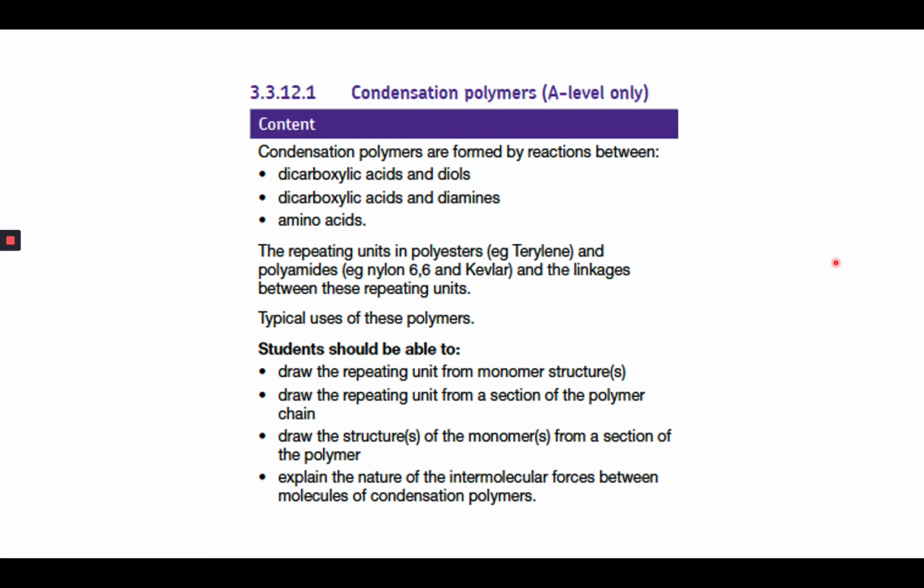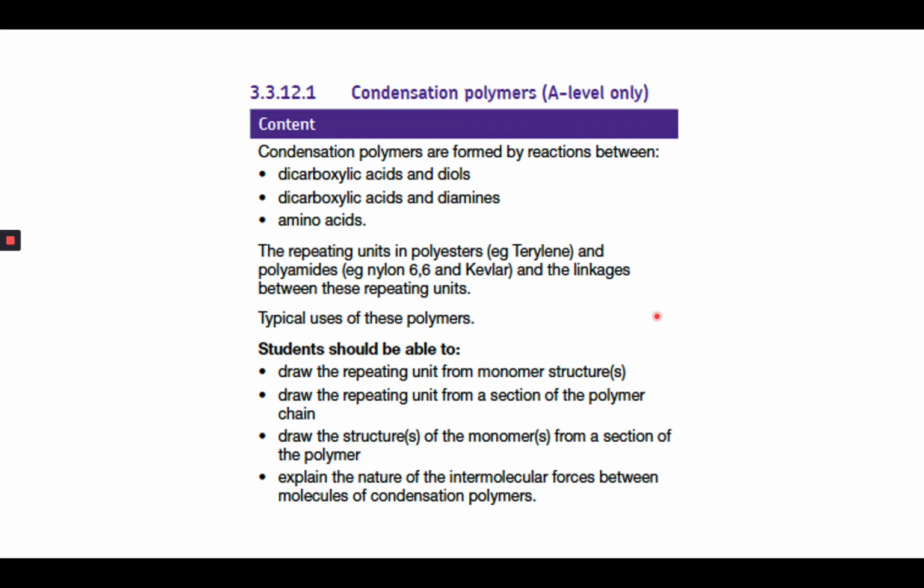If you then read the next paragraph here, it talks about repeating units, and then it mentions a polyester called Terylene, and then it mentions two polyamides, nylon 6,6 and Kevlar. So we need to be specifically aware of those three polymers. And then typical uses is a really quite straightforward thing and probably not something we're going to say very much about. That's something you can read about yourself.